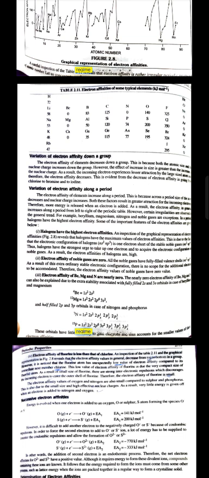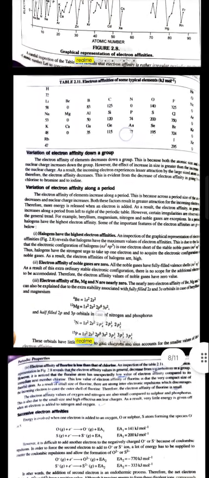Variation of electron affinity along a period. The electron affinity of the elements increases along a period. This is because across a period the size of the atom decreases and nuclear charge increases. Both these factors result in greater attraction of the incoming electron. Therefore, more energy is released when an electron is added. As a result, electron affinity increases along a period from left to right of the periodic table.